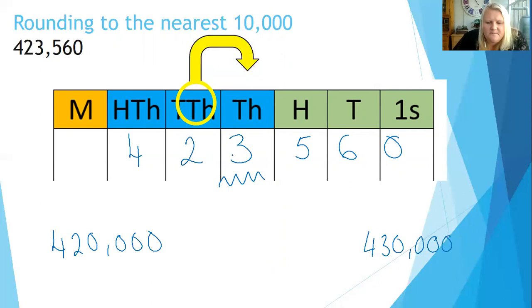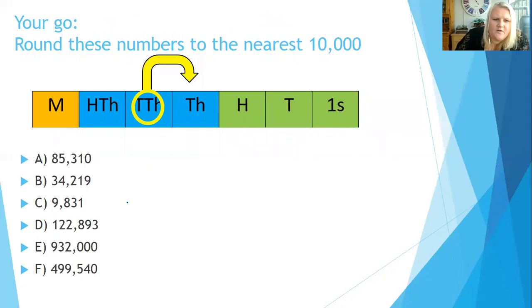We've got a 3 or 3,000. Does that round up or does that round down? 3 rounds down. Well done. So it would round down to 420,000. Right. Same process. Your go.